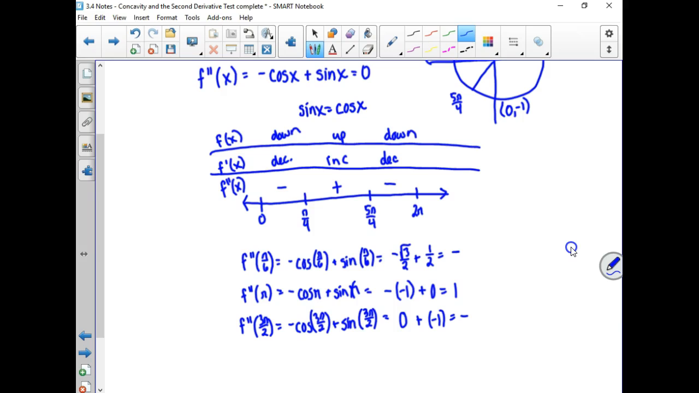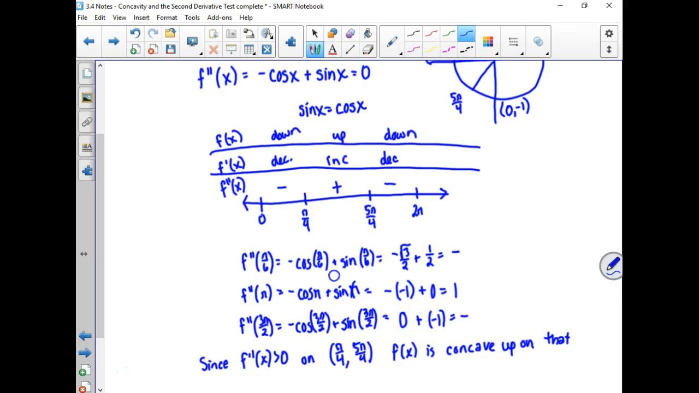There. So, because the second derivative is positive, we know f of x is concave up between pi over 4 and 5 pi over 4. So, since f double prime of x is greater than 0 on pi over 4 to 5 pi over 4, f of x is concave up on that interval.